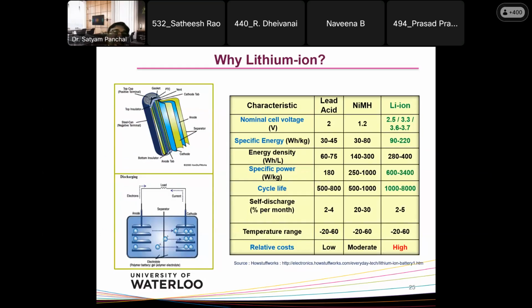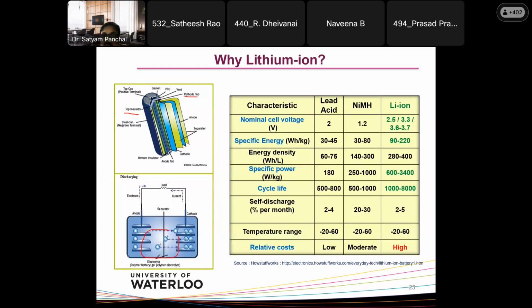Now, why lithium-ion battery? I did not explain this in the previous presentation. Typical components of the battery are cathode, anode, and the separator. During discharging, electrons travel from anode to cathode, and lithium ions travel via the separator sheet.